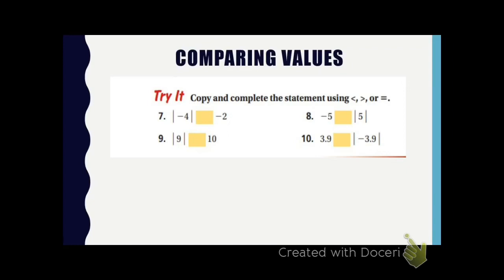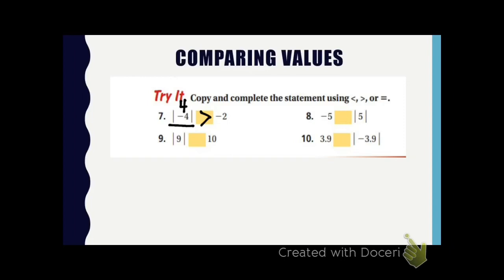Remember, we're going to find our absolute values first. So if there's an absolute value bracket like there is in this one, I find the absolute value first. The absolute value of -4 is 4. So now I'm comparing 4 and -2. Well, what do I know about a positive and a negative? The negative is always less than the positive.